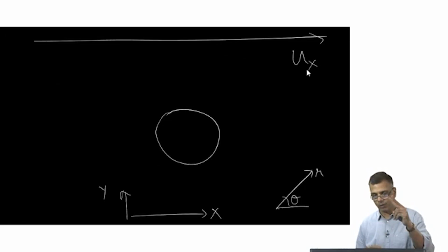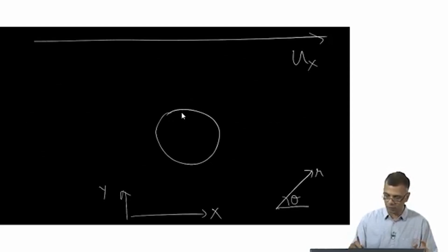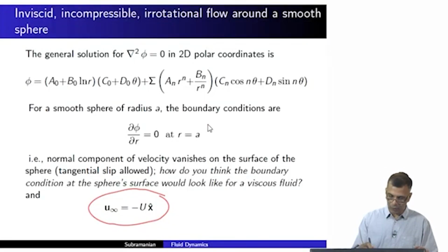So we have two kinds of boundary conditions, one very far from the surface of the sphere, one at the surface of the sphere. At the surface of the sphere we have this boundary condition, very far from the surface of the sphere we have this boundary condition. In other words, very far from the surface of the sphere the velocity is entirely in the x direction with some amplitude u. So these are the two boundary conditions.